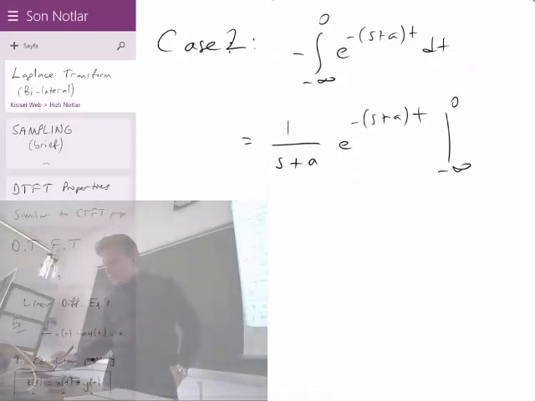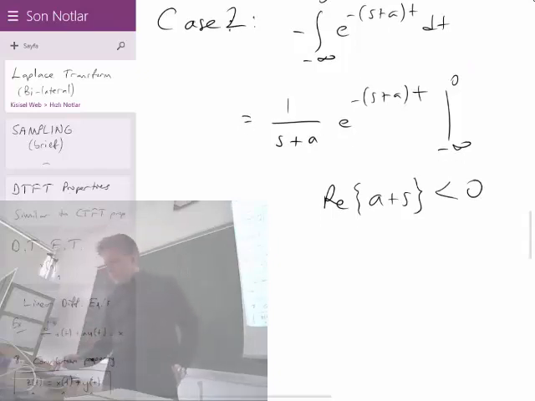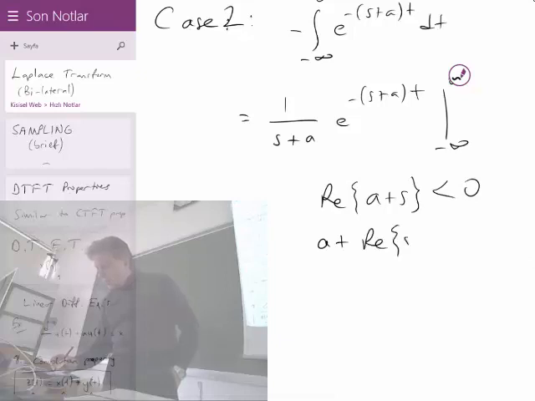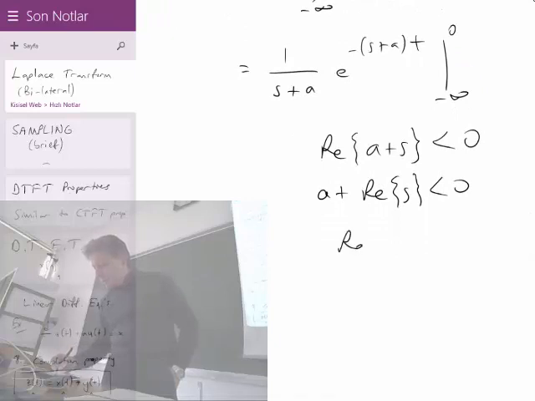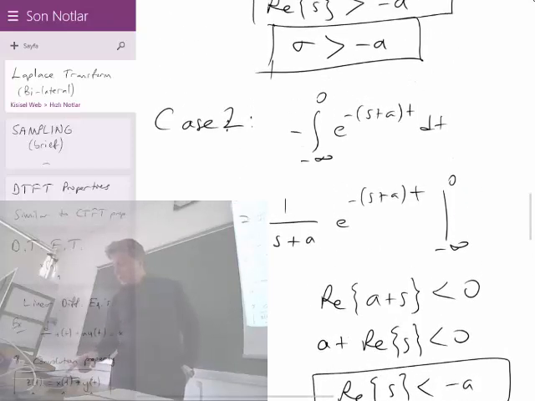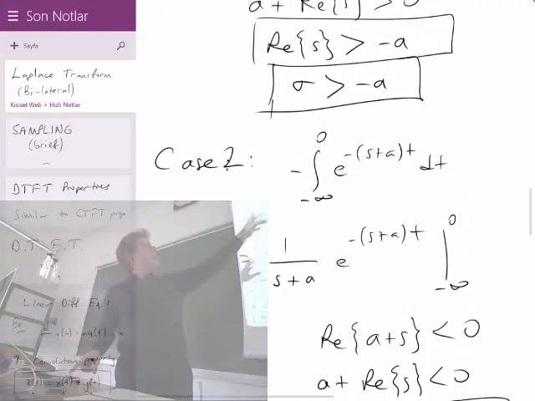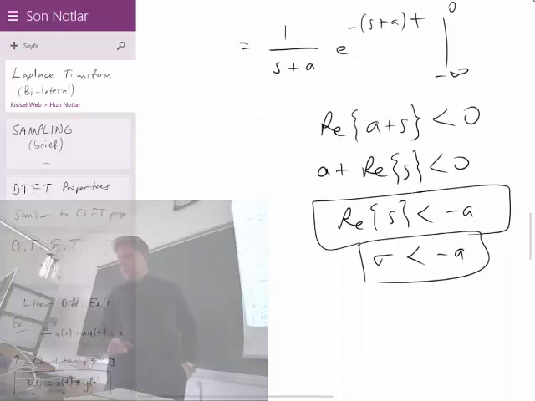So the situation is just the opposite of the other one. Real part of a plus s must be negative. Or a plus real part of s must be negative. Or real part of s is less than minus a, or similarly sigma is less than minus a. This one or this one, whichever you say. And as you see, it's just the opposite of the other one. In the first case, we said real part of s is greater than minus a. Now we say real part of s is less than minus a. So what is this critical point of minus a? There is a critical point. It is minus a. If real part is greater than that, it corresponds to a signal. If real part of s is less than that, it corresponds to the second signal of interest.